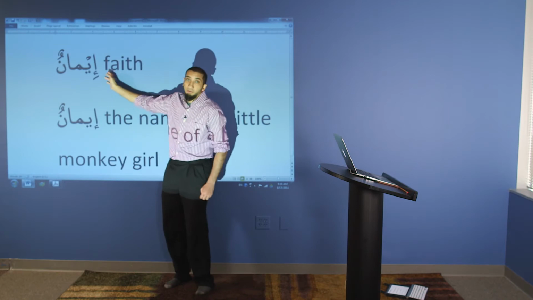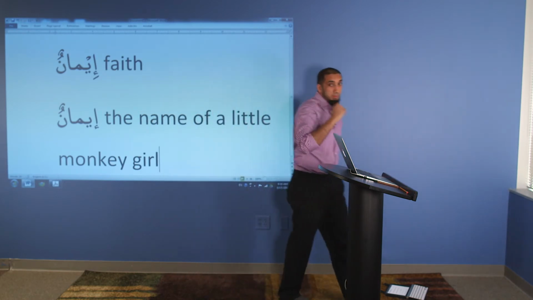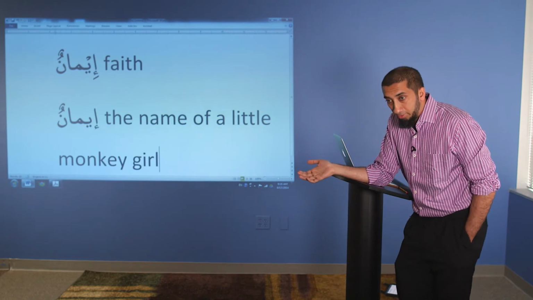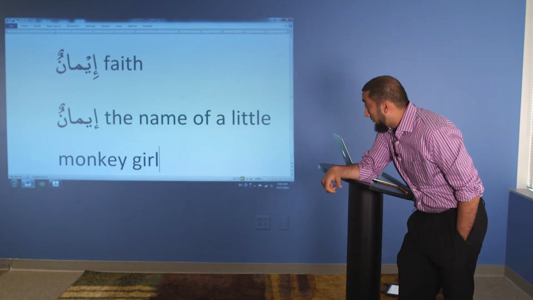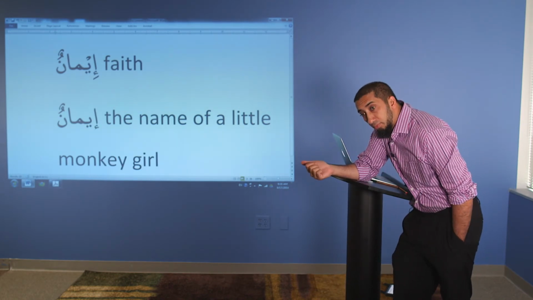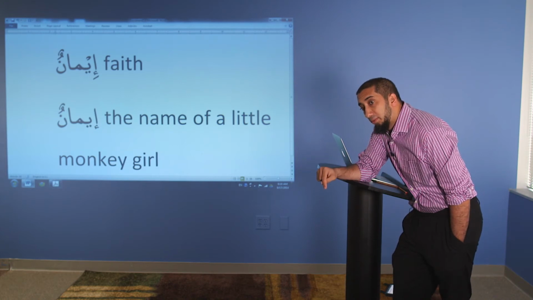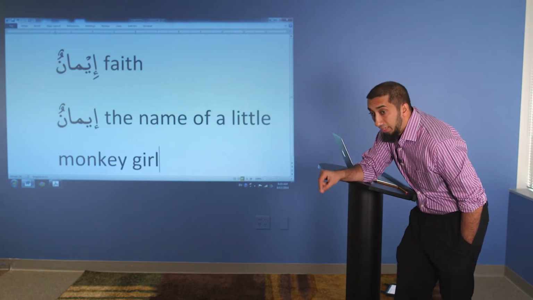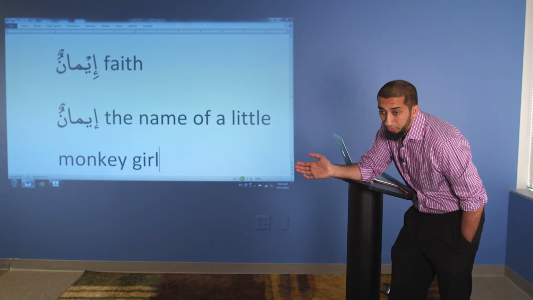then is it masculine or feminine? Masculine? That's correct, because it has no sign of feminine. But when you're talking about iman, the name of a monkey girl at home, then is it masculine or feminine? Feminine. Why? Because it's the name of a girl. So the reality overtakes, and it doesn't matter how it's spelled now.